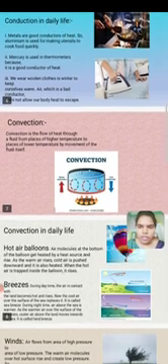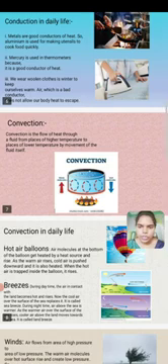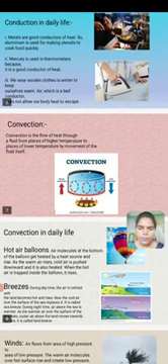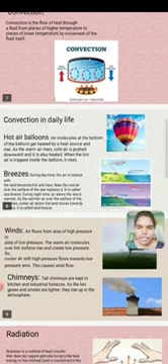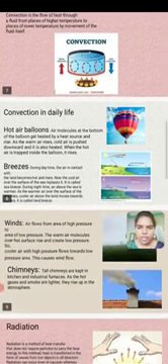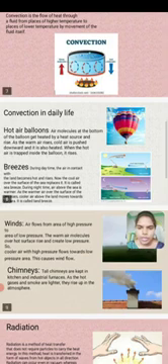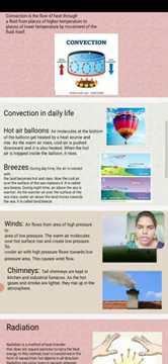Convection. Convection is the flow of heat through a fluid from places of higher temperature to places of lower temperature by movement of the fluid itself. So, convection in daily life. Hot air balloons: air molecules at the bottom of the balloon get heated by a heat source and rise. As the warm air rises, cold air is pushed downward and it is also heated. When the hot air is trapped inside the balloon, it rises.